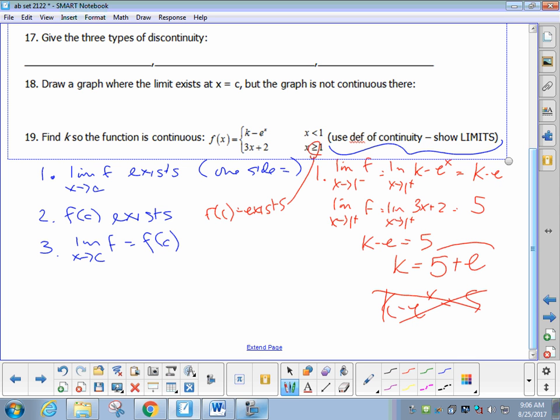Let's actually go here. This was the left-hand limit. Before I knew k, I said the left-hand limit was k minus e, yeah? Now I just said that k is 5 plus e. If that goes in, then 5 plus e minus e is 5, and therefore the limits will agree. Do you see? Okay.